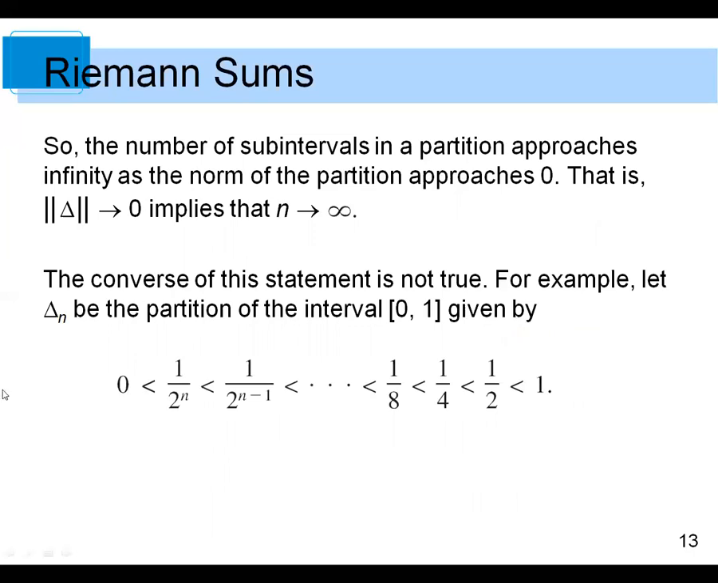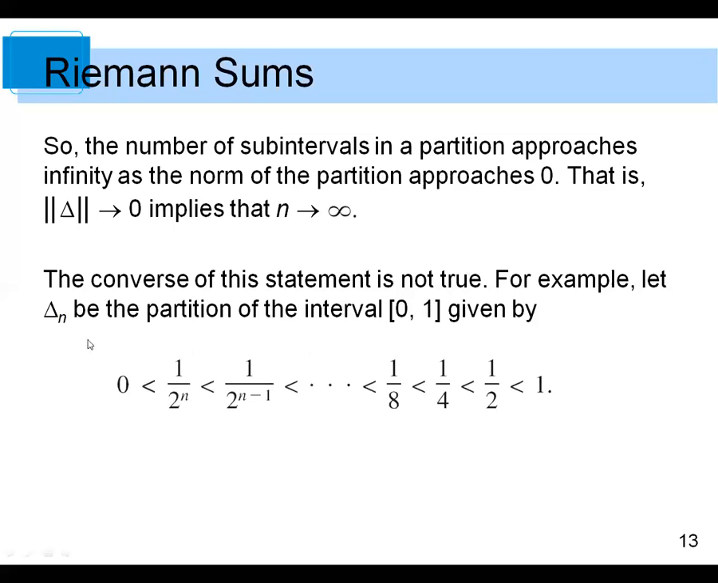That is, as the norm approaches 0, in other words, the width of the largest subinterval approaches 0, that means that the thickest rectangle is getting thinner and thinner. That means that you're going to have to pack an infinite number of rectangles in that finite region in order to fill it up. So the converse of this statement is not true. In other words, as the number of rectangles approaches infinity, it does not necessarily follow that the norm has to approach 0. Slight little semantic detail there, not going to be a huge deal.